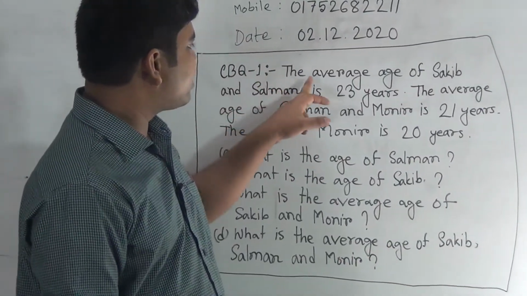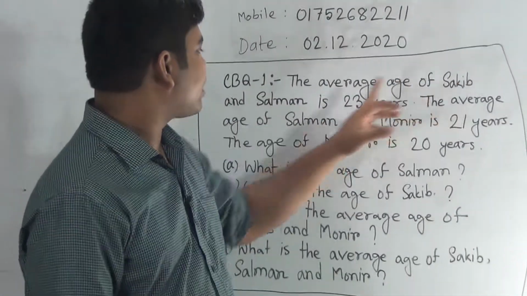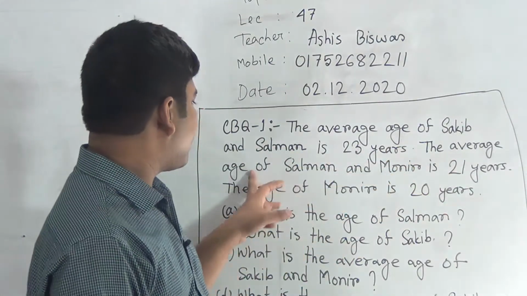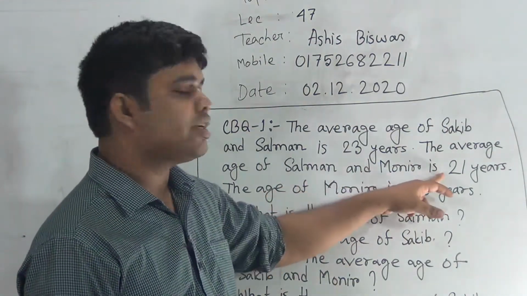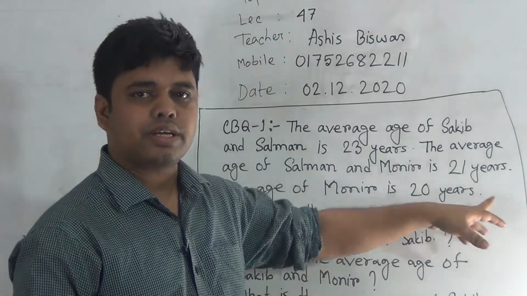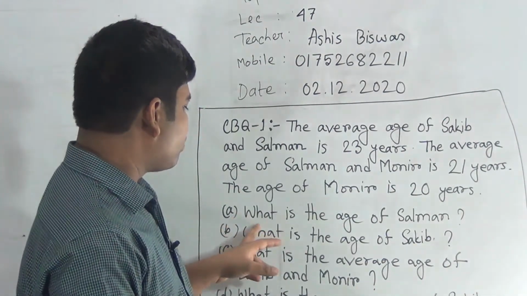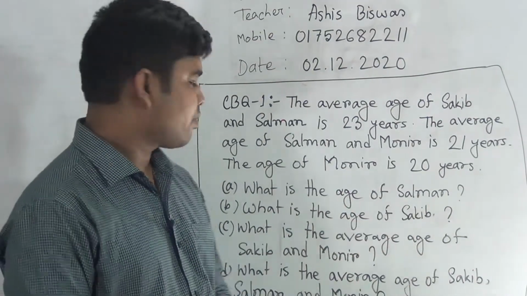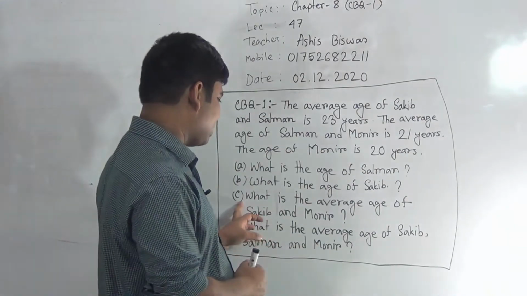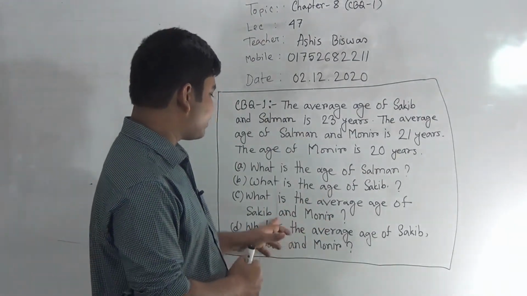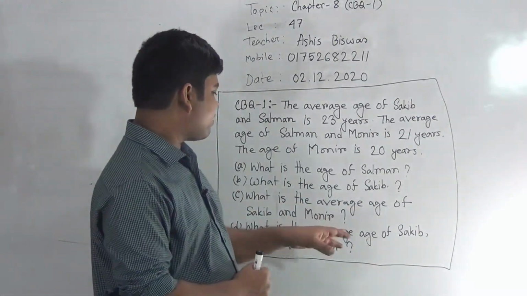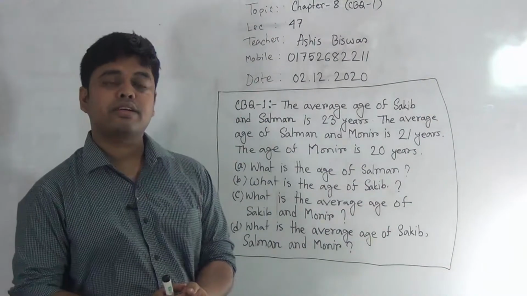CBQ number 1. The average age of Shakib and Salman is 23 years. The average age of Salman and Munir is 21 years. The age of Munir is 20 years. Question A: what is the age of Salman? Question B: what is the age of Shakib? Question C: what is the average age of Shakib and Munir? Question D: what is the average age of Shakib, Salman and Munir?